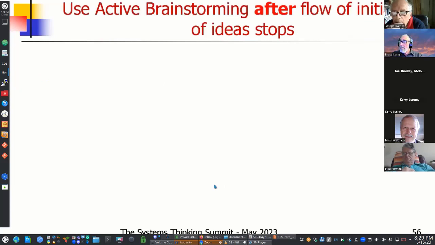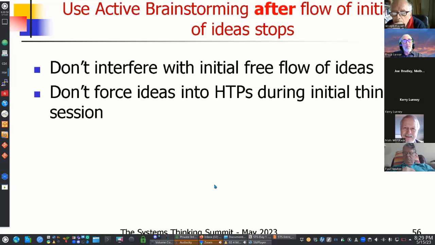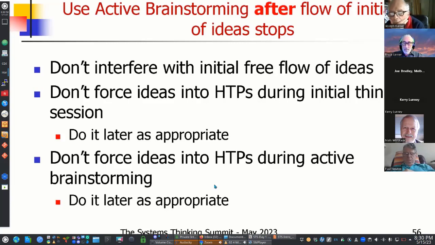And we use active brainstorming after the flow of the initial set of ideas stopped. Don't interfere with the initial free flow of ideas. Don't force ideas into the HTPs during the initial thinking session. Do it later as appropriate. And don't force the ideas into the HTP during active brainstorming. Do it later as appropriate. Capturing the ideas and sorting the ideas are two separate tasks done at different times.